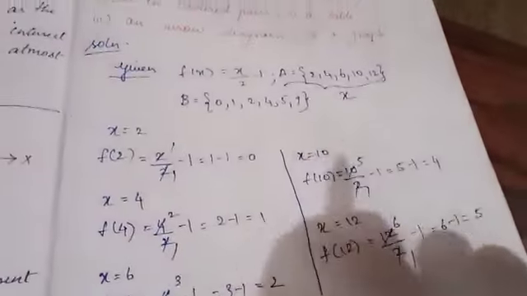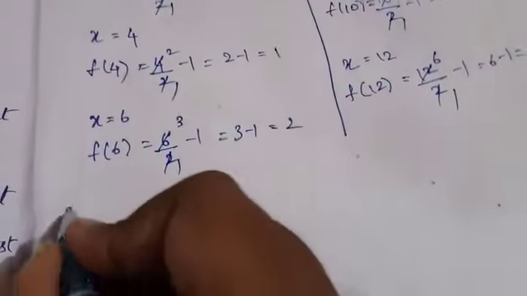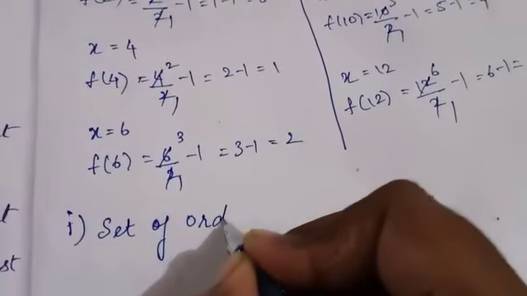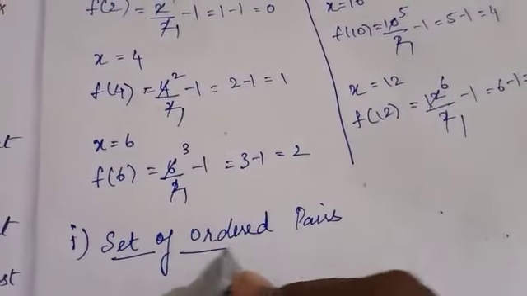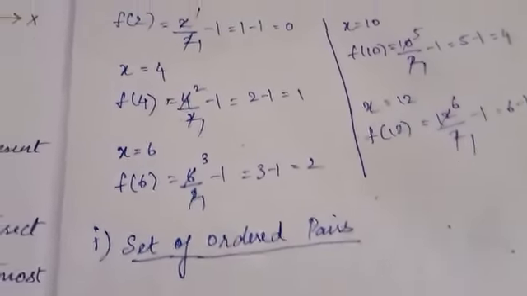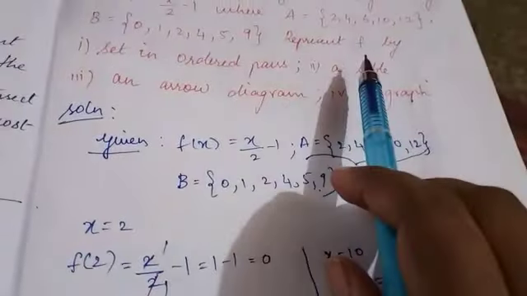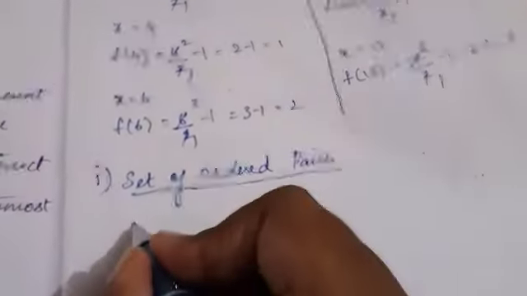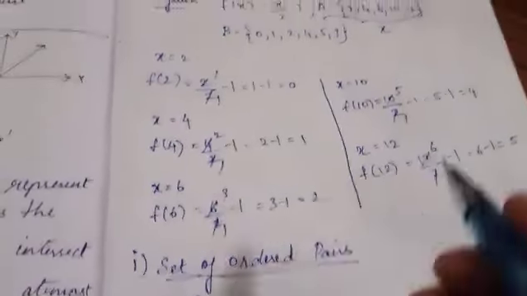Yes, students. So what do we have to do? What is the first subdivision? Set of ordered pairs. So the first subdivision is ordered pairs. So a set of ordered pairs is nothing but we are going to write f, that is, we are going to write the function in ordered pairs. f is equal to, we have to write it in ordered pairs.